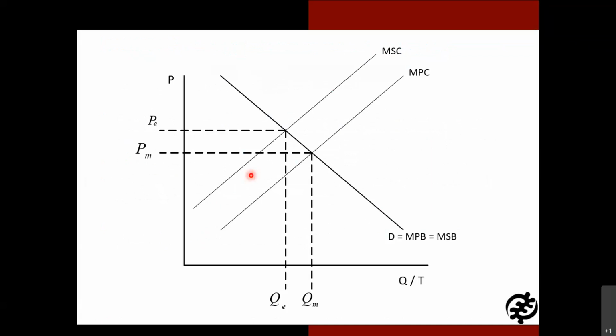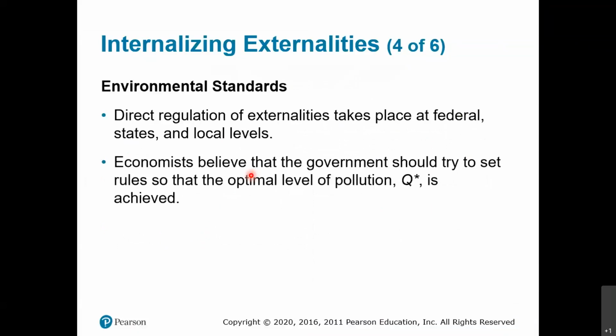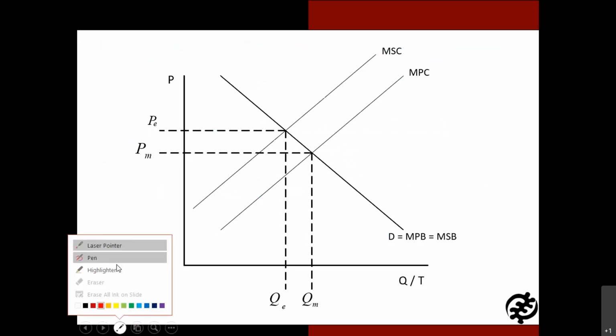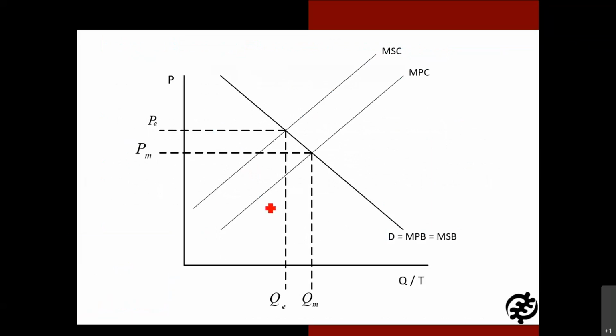The next is environmental standards. This is a quantity solution. This is the government saying, thou shalt not produce more than Q star. So here's the graph. I'm going to draw on it for a second. Now, let's assume for a moment we really know what the damages are. Okay? We don't have a what is the value of Mesa Verde problem?